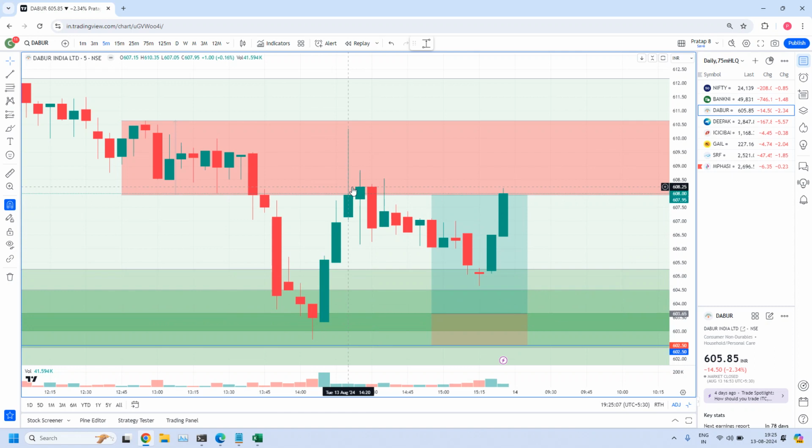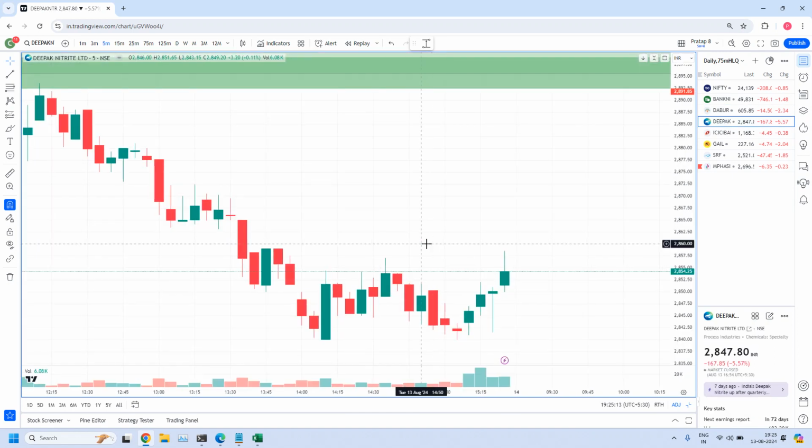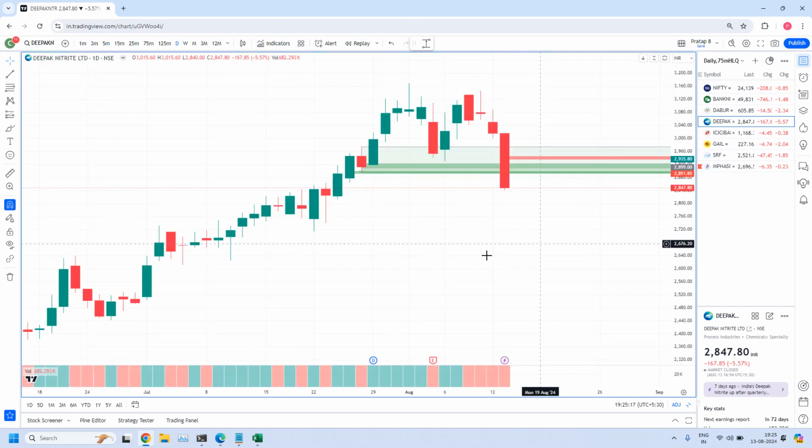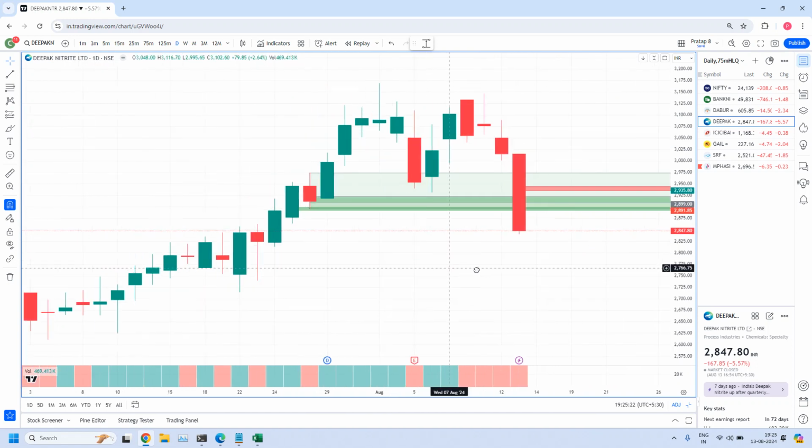Okay, this is about DABUR, and another one is DEEPAKNTR. DEEPAKNTR is also a daily high liquidity demand zone. It looks like the zone is violated, right? But we got a very good trade.